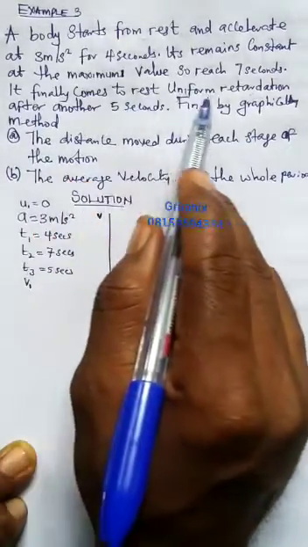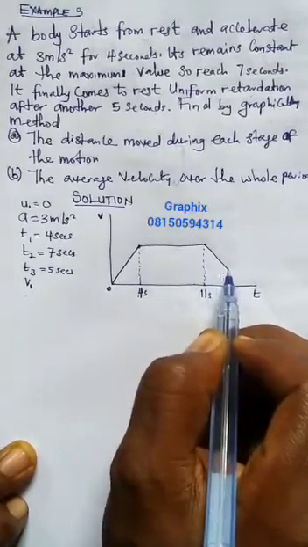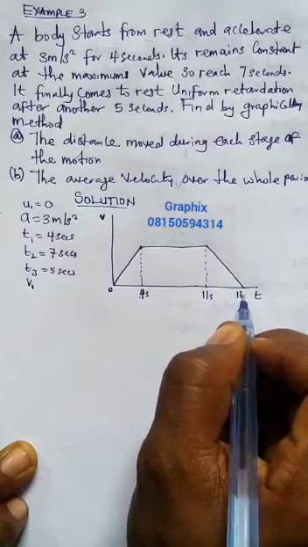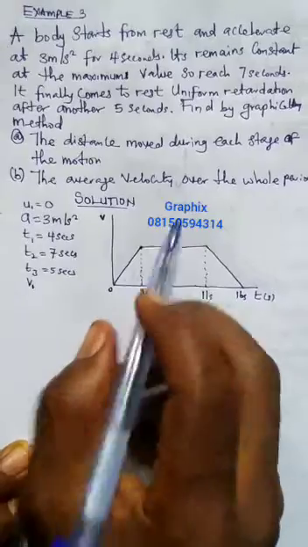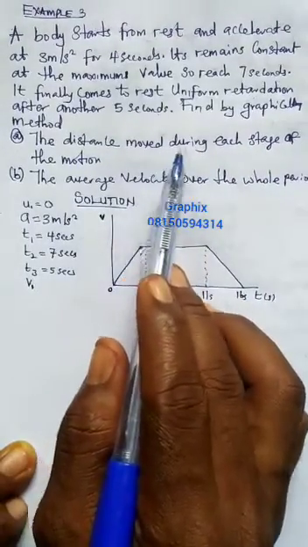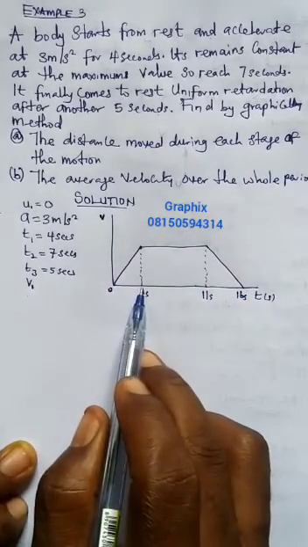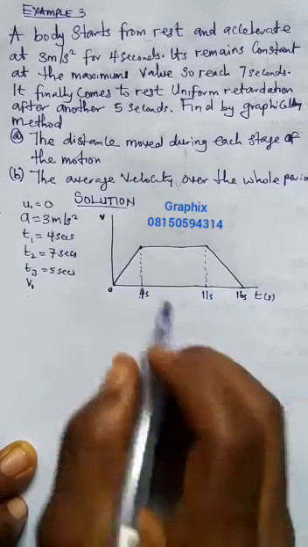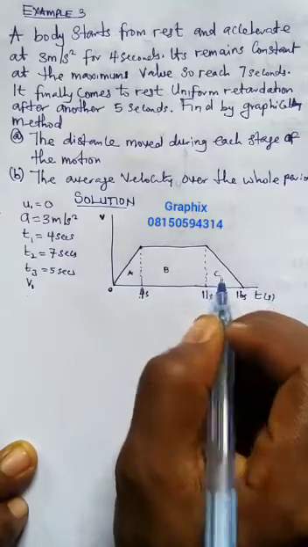It finally comes to rest with uniform retardation after another 5 seconds. It comes to rest after another 5 seconds. 5 plus 11, that will be what? 16 seconds. This is our time in seconds, right? Now we want to find the distance moved during each stage. So each stage is for the first 4 seconds, for the next 7 seconds, and for the next 5 seconds. So we have stage A, stage B, and stage C.